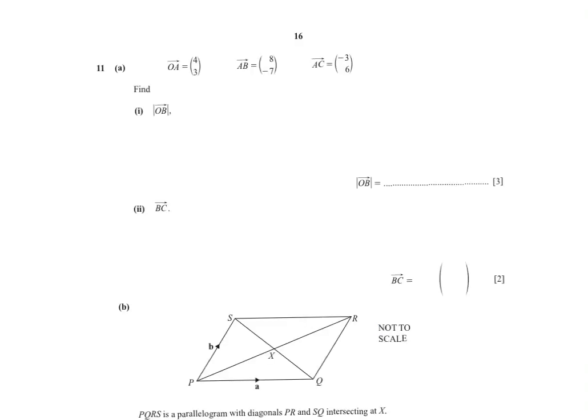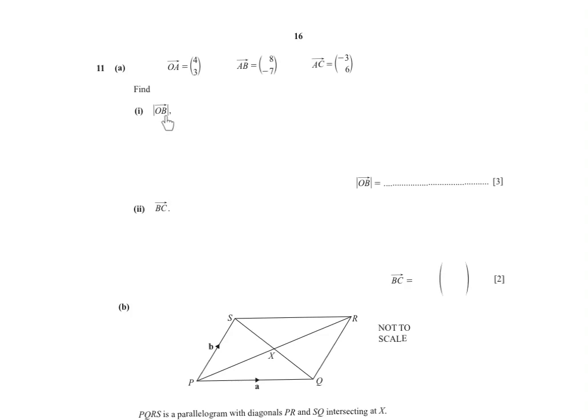Number 11. OA equals (4, 3). Vector AB equals (8, negative 7). AC equals (negative 3, 6). Find the magnitude of the vector OB.